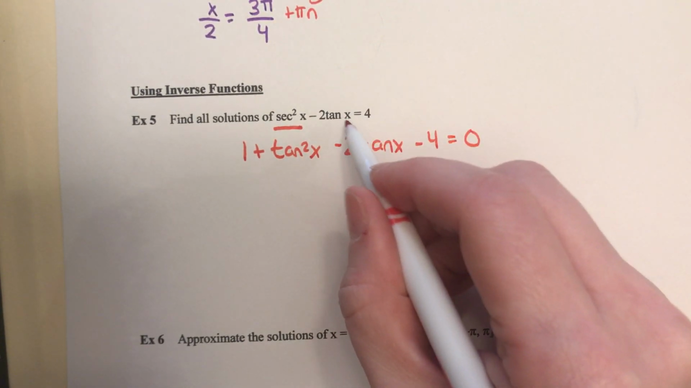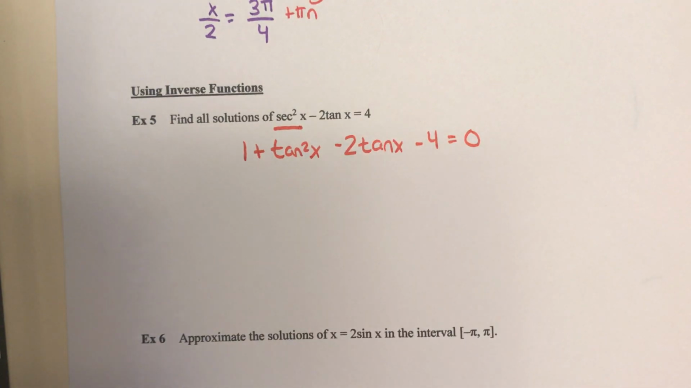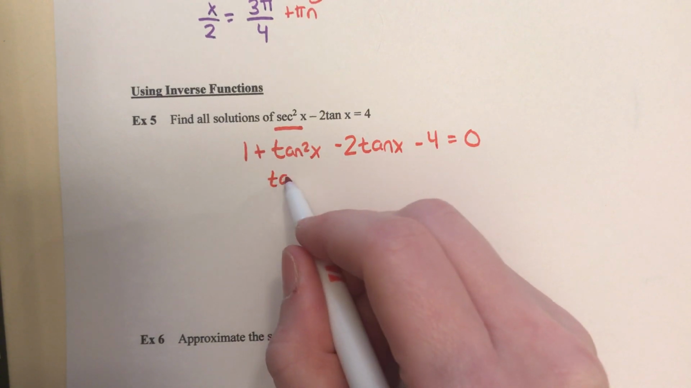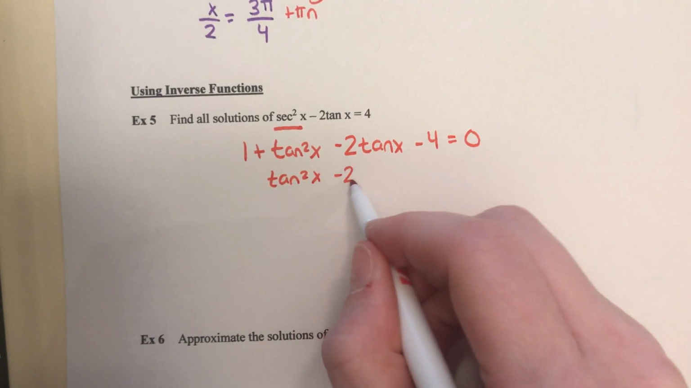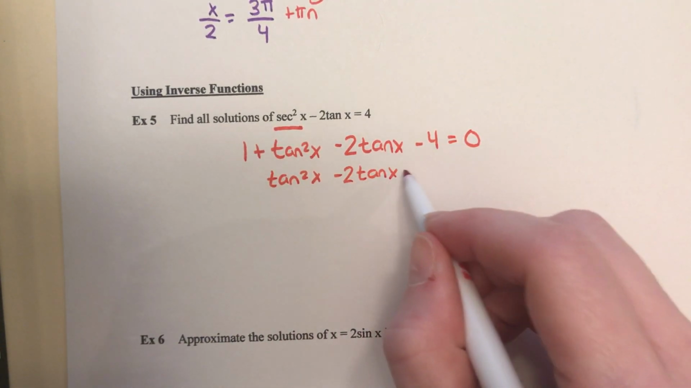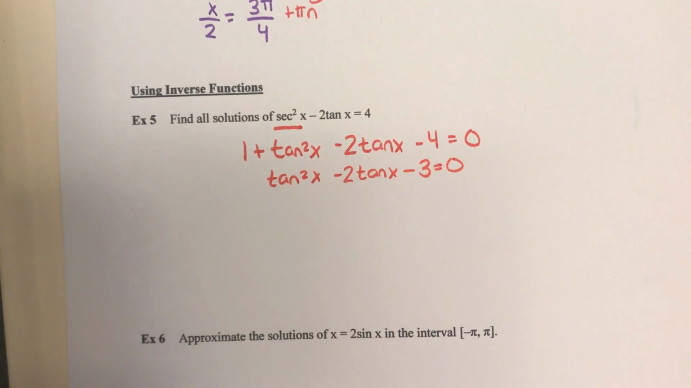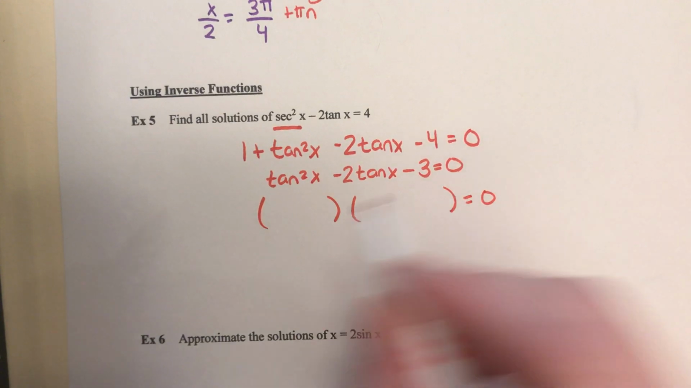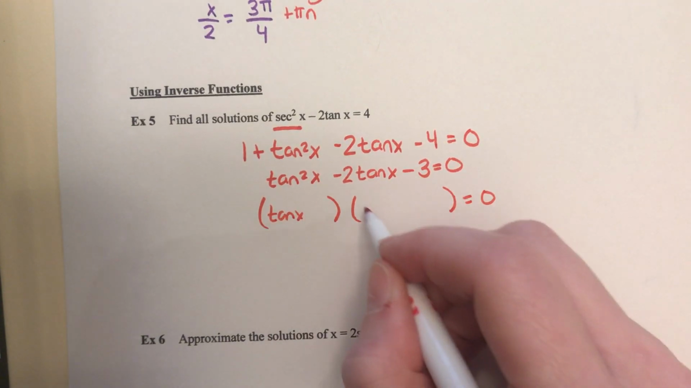And I'm going to move that 4 over to the other side by subtracting it. Okay, so if I combine like terms, I've got tangent squared minus 2 tangent minus 3. So hopefully I can factor this. So I'm going to set up my 2 parentheses. I'm going to put tangent first.